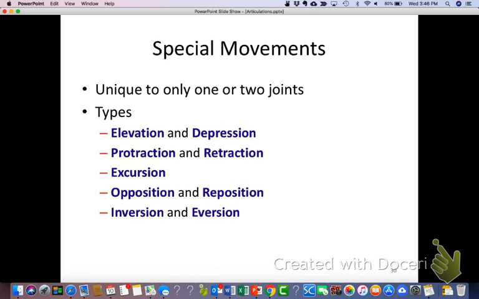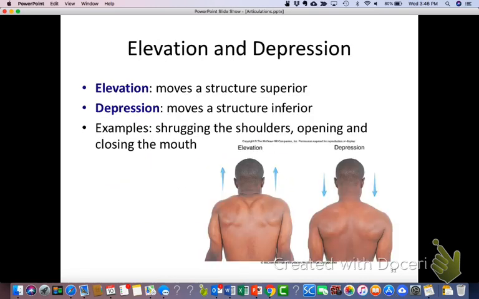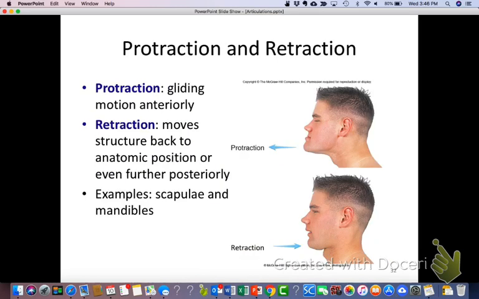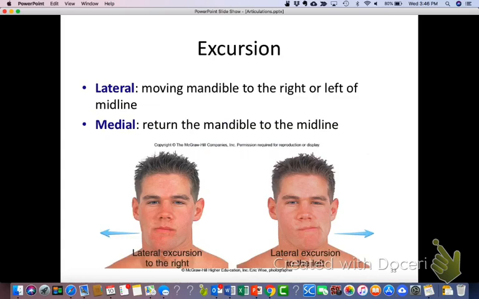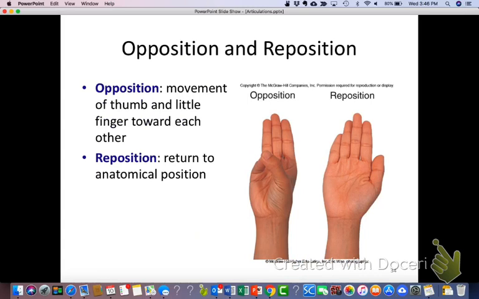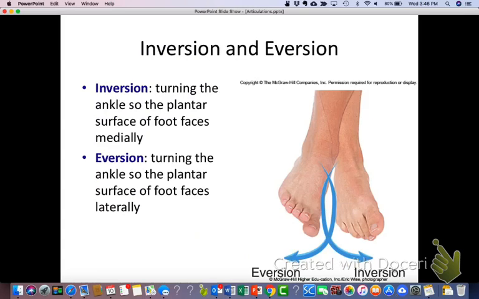And inversion and eversion, well, let's just look at the pictures. That will help. So there's elevation and depression of the shoulders. There is protraction and retraction of the jaw. Here's lateral excursion, opposition and reposition, and then inversion and eversion is moving the sole of the foot medially to invert it and laterally to evert it.